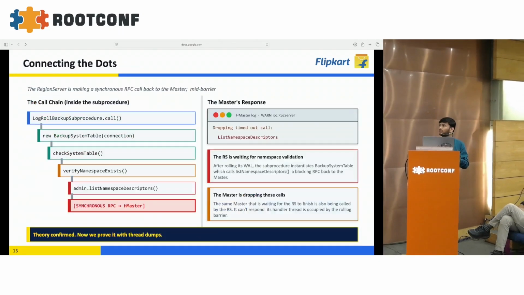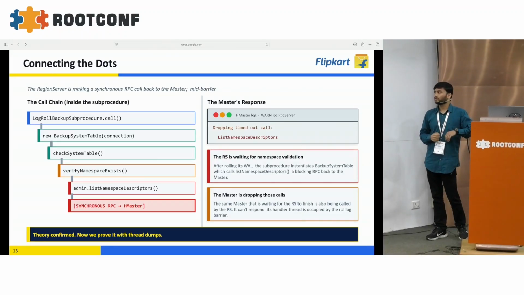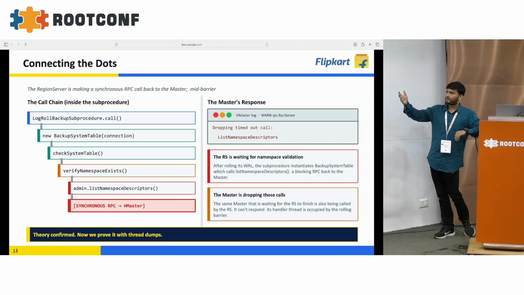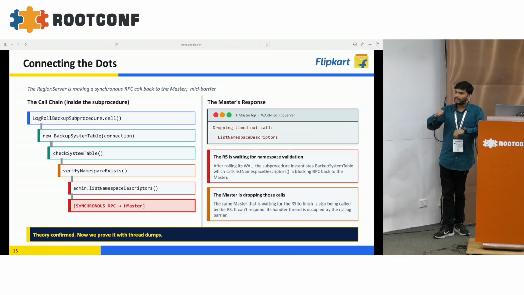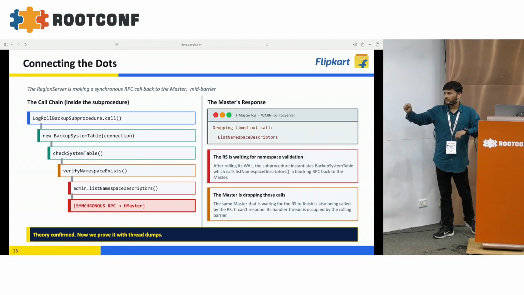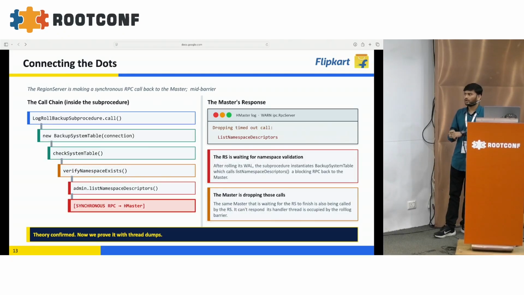Then we went deep inside the code itself, and found a few more things. In the log roll procedure, after the rolling of the WALs, the task execution does some other operations, which is updating a specific table. That table is the backup system table. And while updating that table, it was again making a call, which, if you check at the last, is admin.listNamespaceDescriptors, and that is a synchronous call, right?